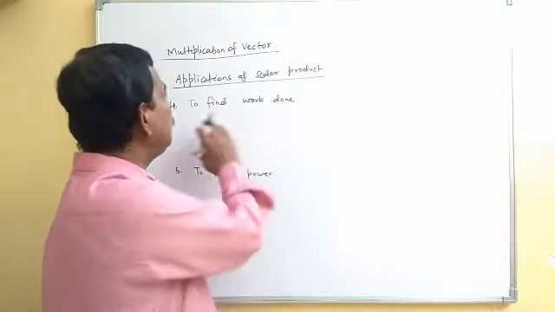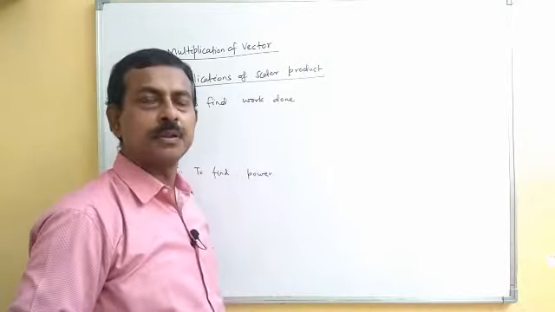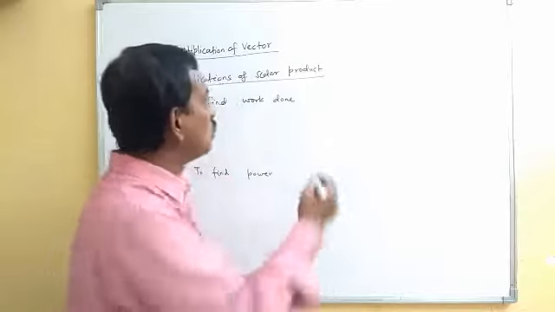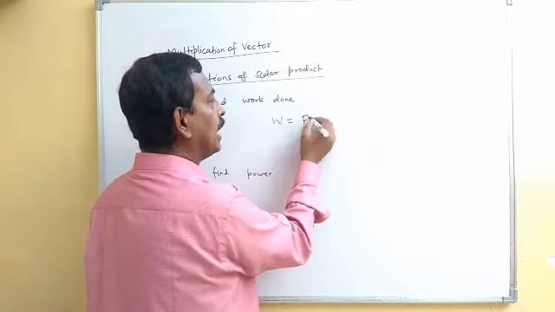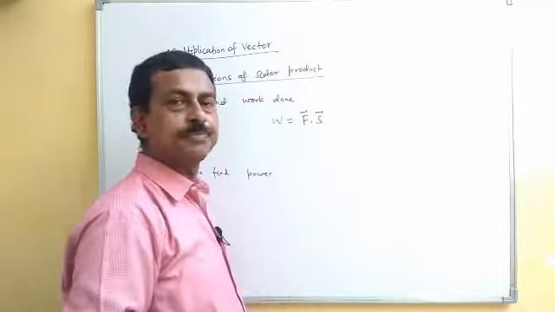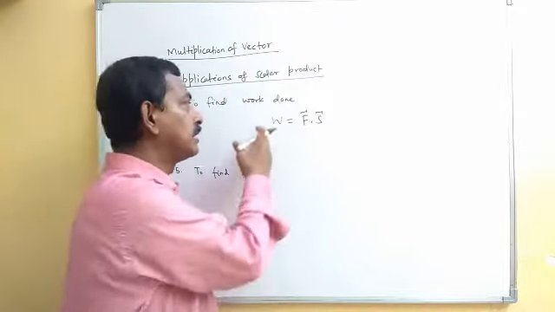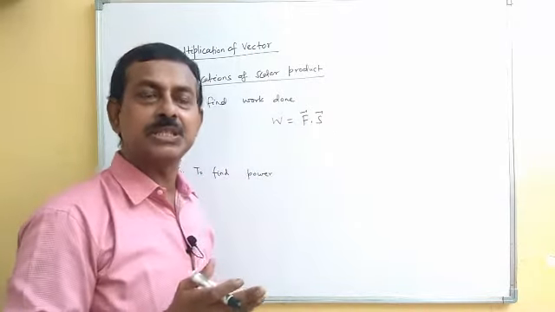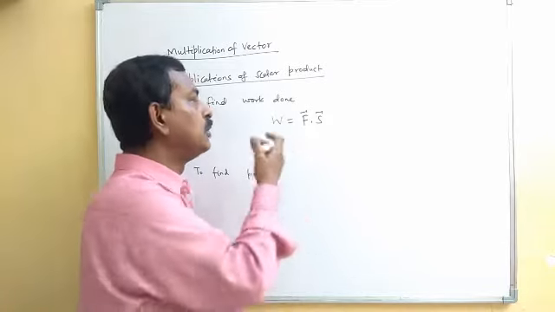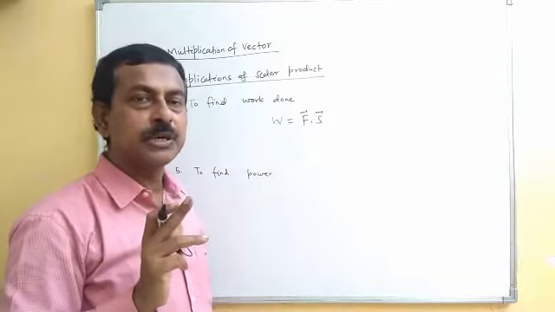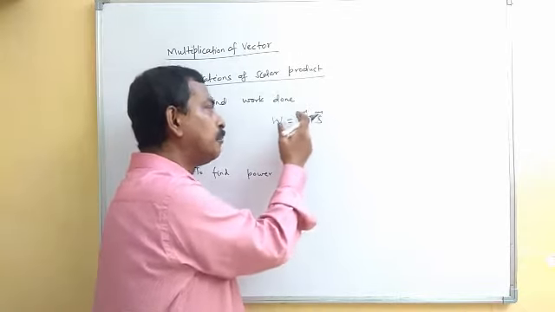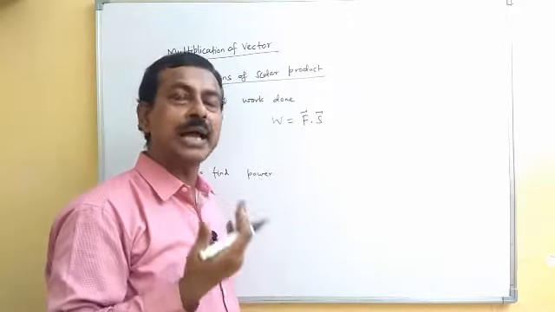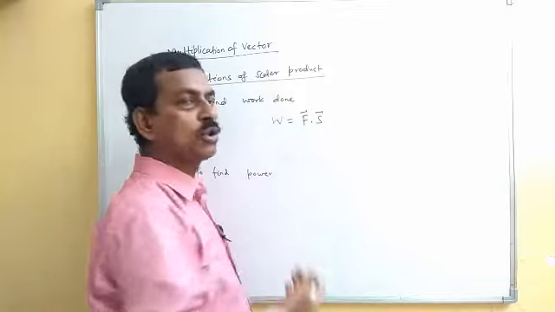Other applications may be, suppose you want to find work done. As we know that work is given by the scalar product of force and displacement. So we can simply take work done as the dot product of force and displacement. So we'll take their dot product and we can get the work done. If force and displacement are given in Cartesian coordinates, you can simply multiply their respective components. If the magnitude of force and the magnitude of displacement are known, and you know the angle between them, you can simply use the formula F s cos theta and get the work done.